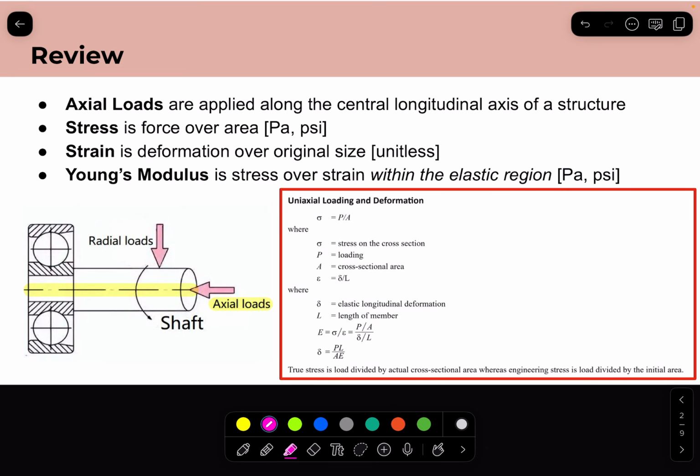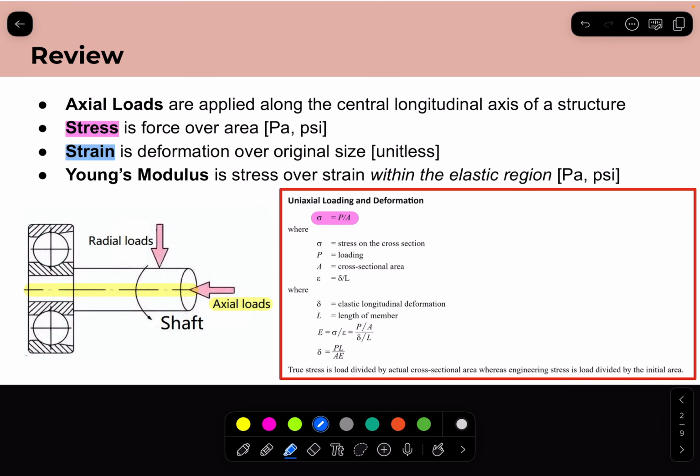Stress is defined as force over area. The formula for that is right here. Everything inside the red box on the right-hand side of the screen is a screenshot from the reference manual, so this should help you get familiar with how the formulas are laid out for the exam.